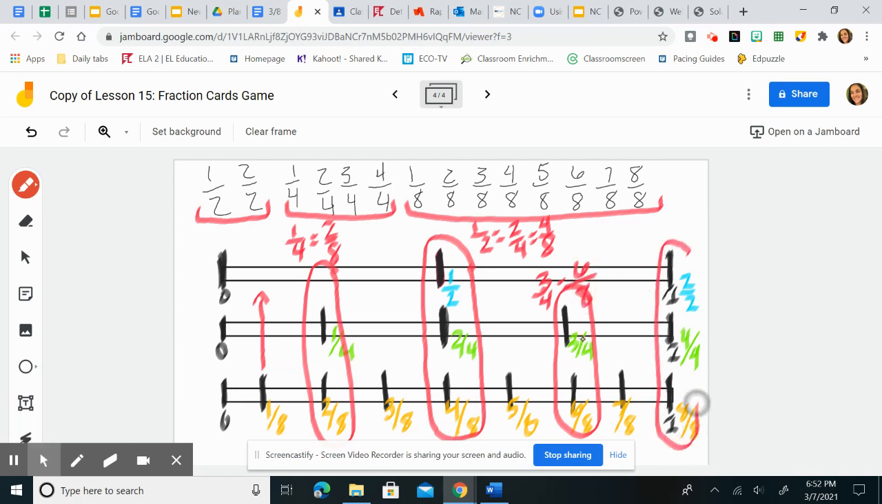And then ta-da! All my wholes are equivalent as well. 2/2, 4/4, 8/8, all equivalent because they are all equal to 1 whole. That's equivalent fractions on a number line.